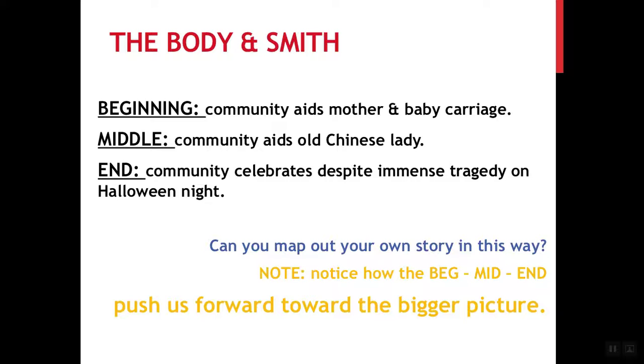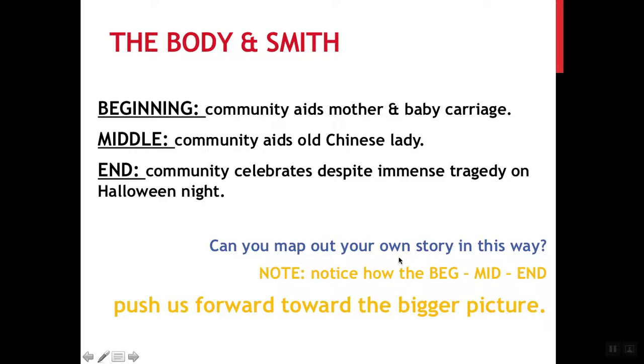So, my question for you guys is, can you map out your own story in this way? And as I mentioned, you should be able to. Very briefly tell us what are those events. And if you'll notice here, I've summarized them with actions, right? With verbs. And this is a good idea as you're framing your body to think about it as a series of actions, not just ideas, right? What actually happens at each moment? The community aids the mother, the community aids the woman, the community celebrates the holiday. You should be able to track your key moments in this way.